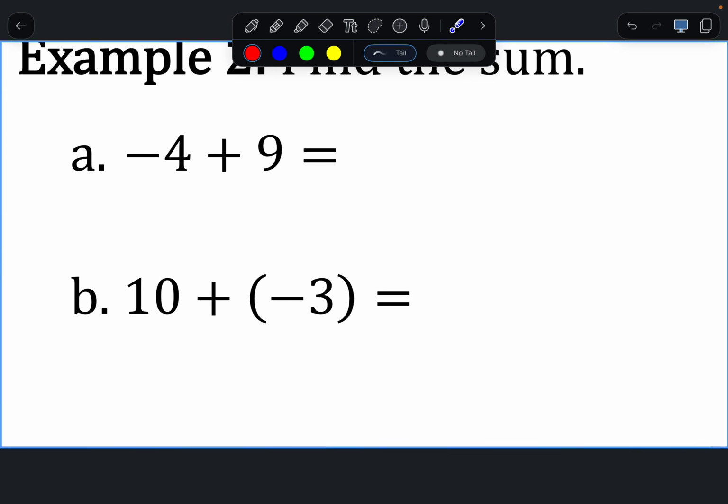Okay, I'm going to give you a moment to do the other 4. Check your answers with your elbow partner, too.